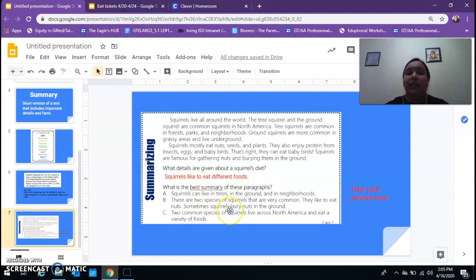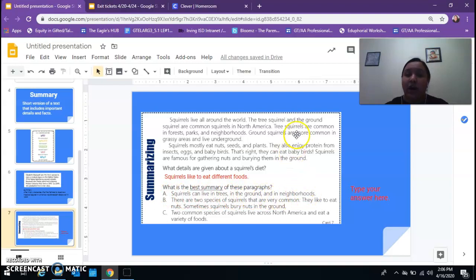Then I have the second part of this question. What is the best summary of these paragraphs? Well, when it says these paragraphs, it's talking about the entire text, both paragraphs. So what was the main idea for both paragraphs? The best summary. A, squirrels can live in trees, in the ground, and in neighborhoods.